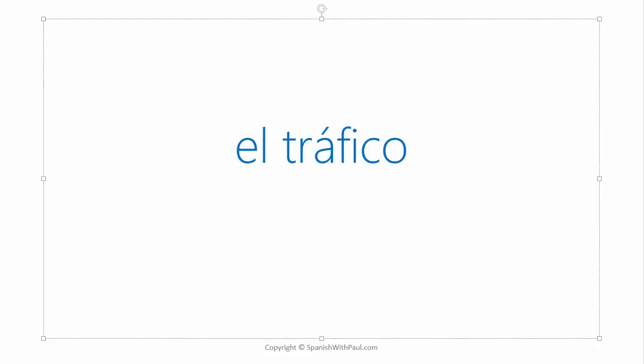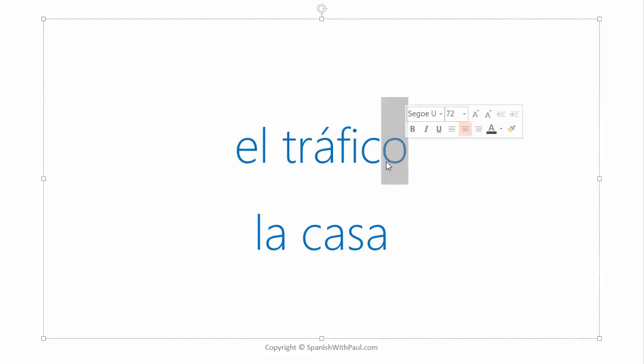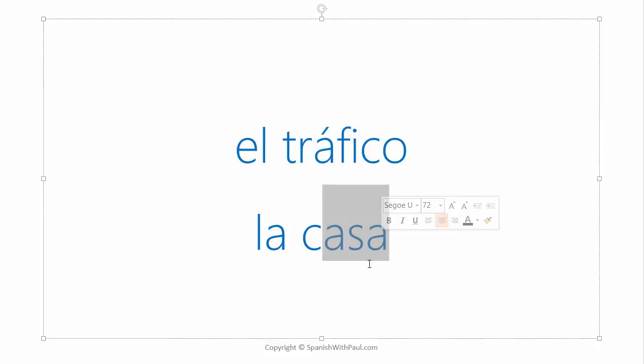Let's write it out here just to make it a bit clearer. Because in Spanish, it's very important that things agree. It's a very agreeable language. So tráfico ending in O makes it masculine, so the traffic would be el tráfico. And casa ends in A, which makes it feminine, so it would be la casa. So both words are the, but one word is masculine and the other word is feminine.